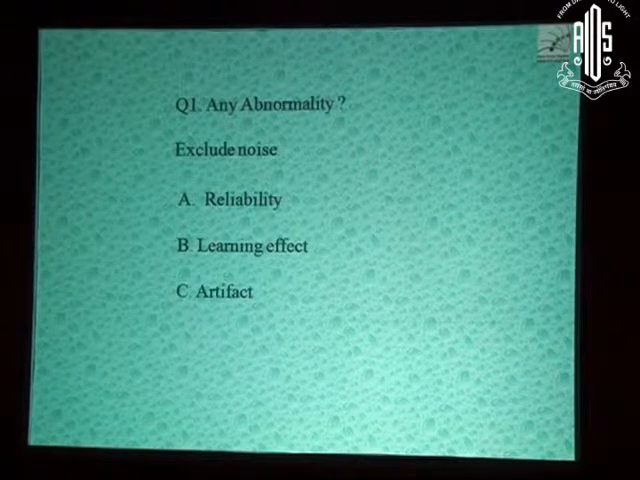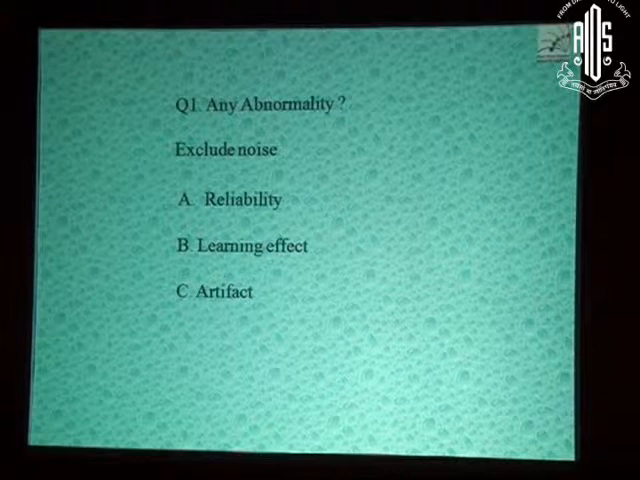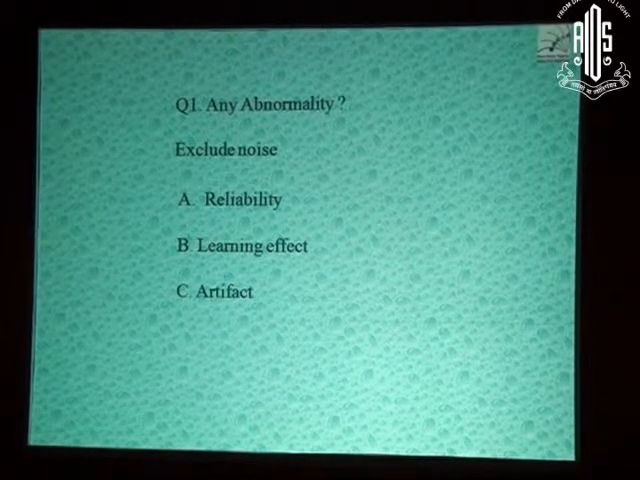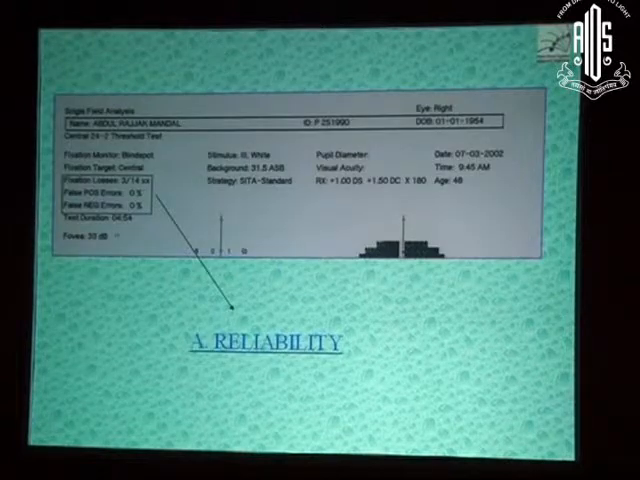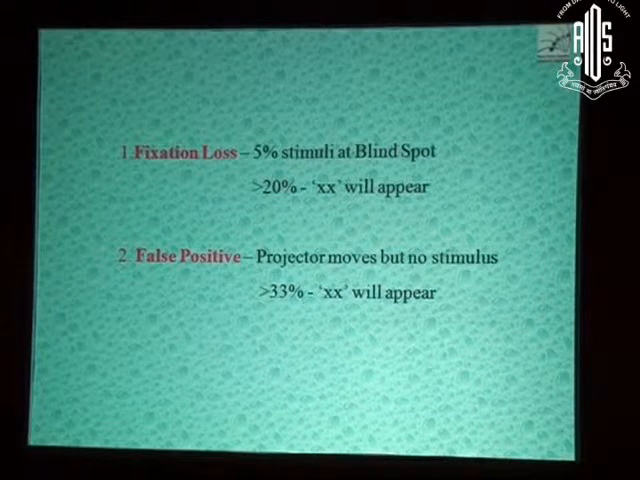The first, any abnormality. You need to exclude noise. What are there? You should see the reliability, you should see whether there is any learning effect or whether there is any artifact. Quickly I'll go through these things. Reliability, 3 things are tested: fixation loss, false positive and false negative.